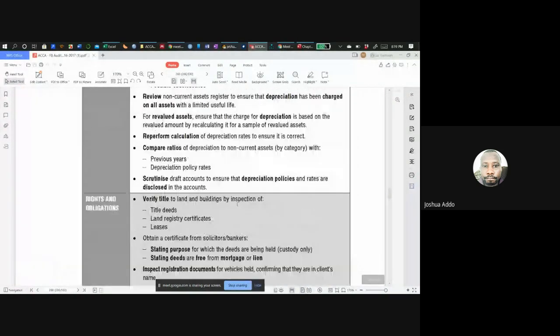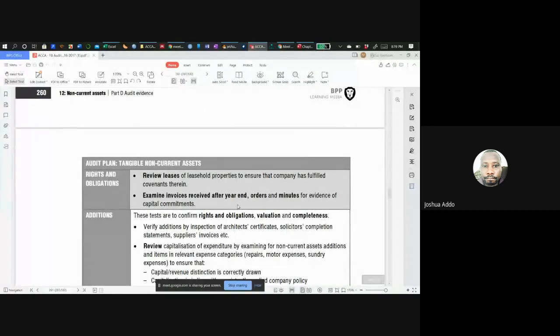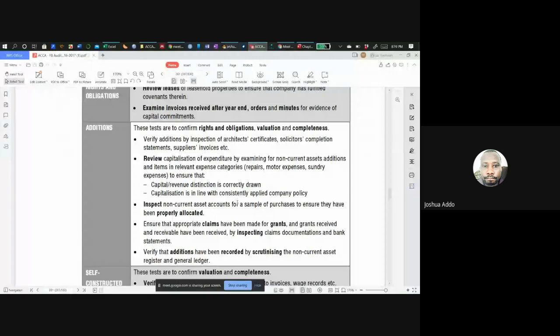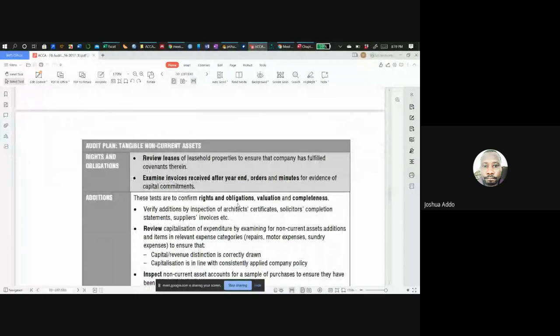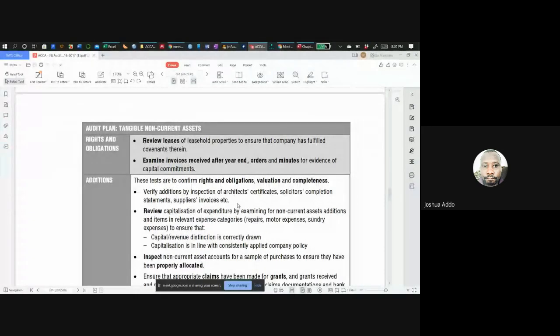Okay, so that's a few things on rights and obligations, about 2 things more. Review leases for leasehold properties to ensure that the company has fulfilled covenants therein. Examine invoices received after year end. Orders and minutes for evidence of capital commitments. Yes, these are the procedures and more that you can do to substantiate management's claim that there are rights and obligations regarding non-current assets.